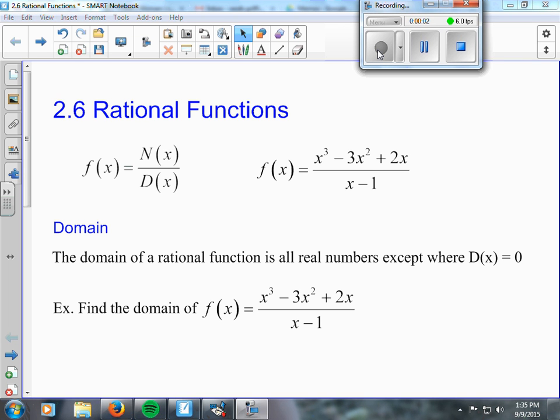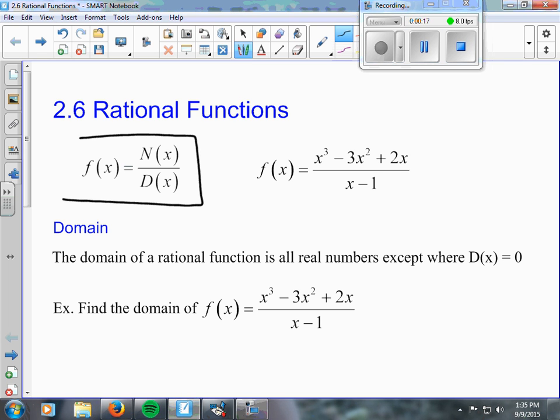We are in section 2.6 talking about rational functions. We're going to talk about rational functions this entire time. It's a big topic, and we'll spend a lot of time in class working problems. Okay, so first of all, this is the definition of a rational function.